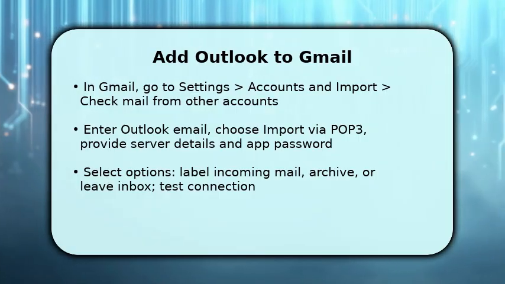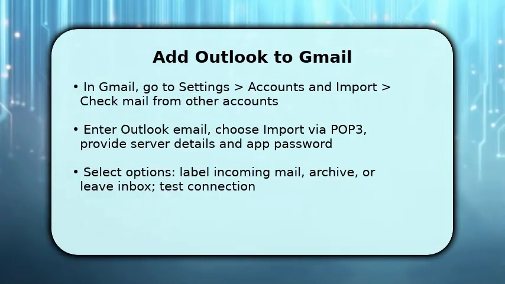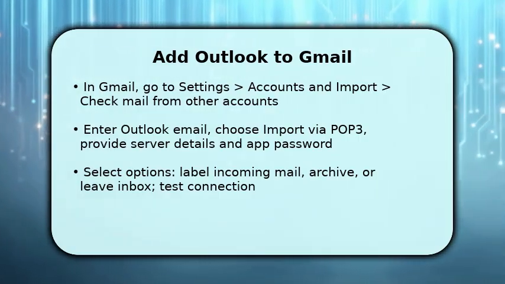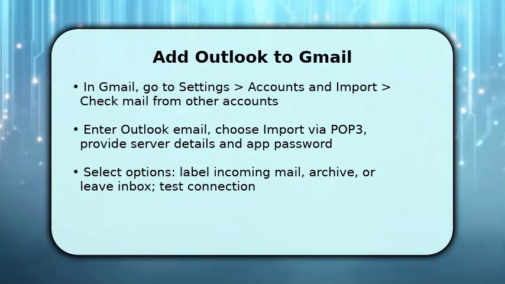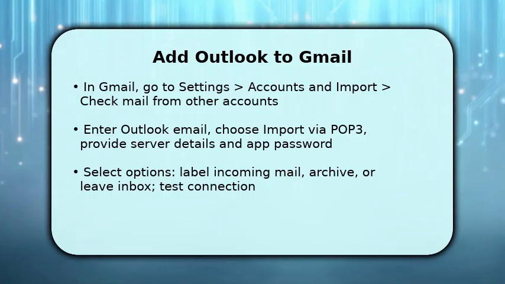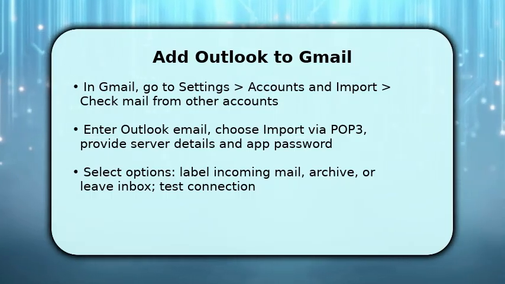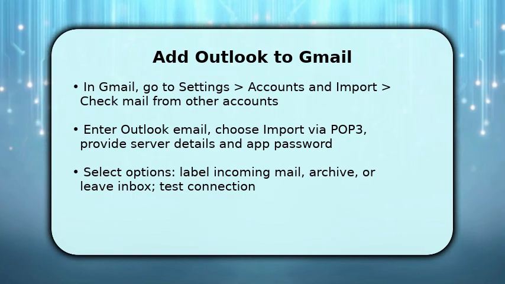Provide the Outlook POP server, port, and the app password you generated. Make sure SSL is checked for security. Choose whether to label messages or archive on arrival. Test the connection to confirm Gmail can fetch mail and download a sample message.